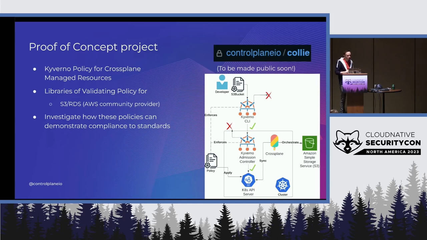We have a proof of concept project to demonstrate that we can address these controls and be in a good place from a security standpoint when widespread adoption occurs. The library that we will open source, to be made public soon, I will do that after the talk, contains libraries of validating policy for S3 and RDS provisioned using the Crossplane community AWS provider. These libraries are aligned to NIST 800-53 Rev 5, and instead of generating mountains of policy and YAML that might ultimately be forgotten, we also started to look at how to make those policies enable the documentation of compliance in an automated manner.